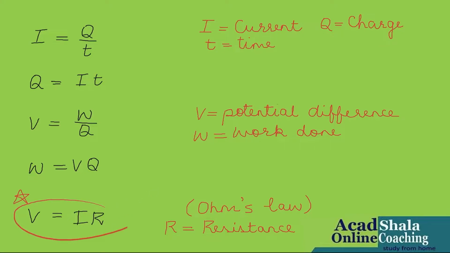Even you can remember this formula with a trick. That means if you remember the name of a boy, say Veer. Yes, I repeat, name of boy, that is Veer. So if you remember the name V, then V is equal to IR. This is Ohm's law. Got it, children? So this is the trick to memorize the formula.